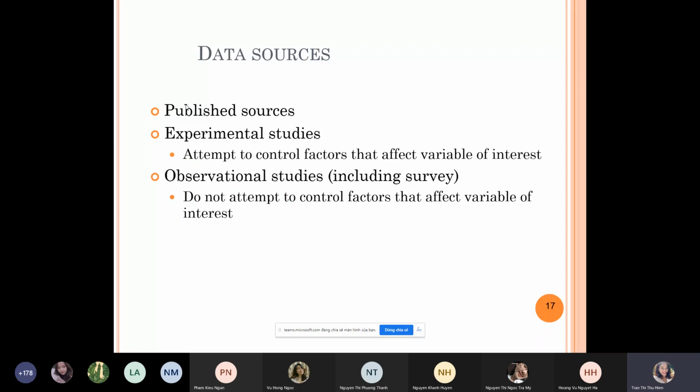In this slide, we introduce the data sources. You can find data from public sources and experimental studies. And when you make a survey, you might want to find the average height, like the example I just gave you before. We have observational studies, so you can make a survey and after that collect the data, and you have to classify the data and choose the scale based on your data.